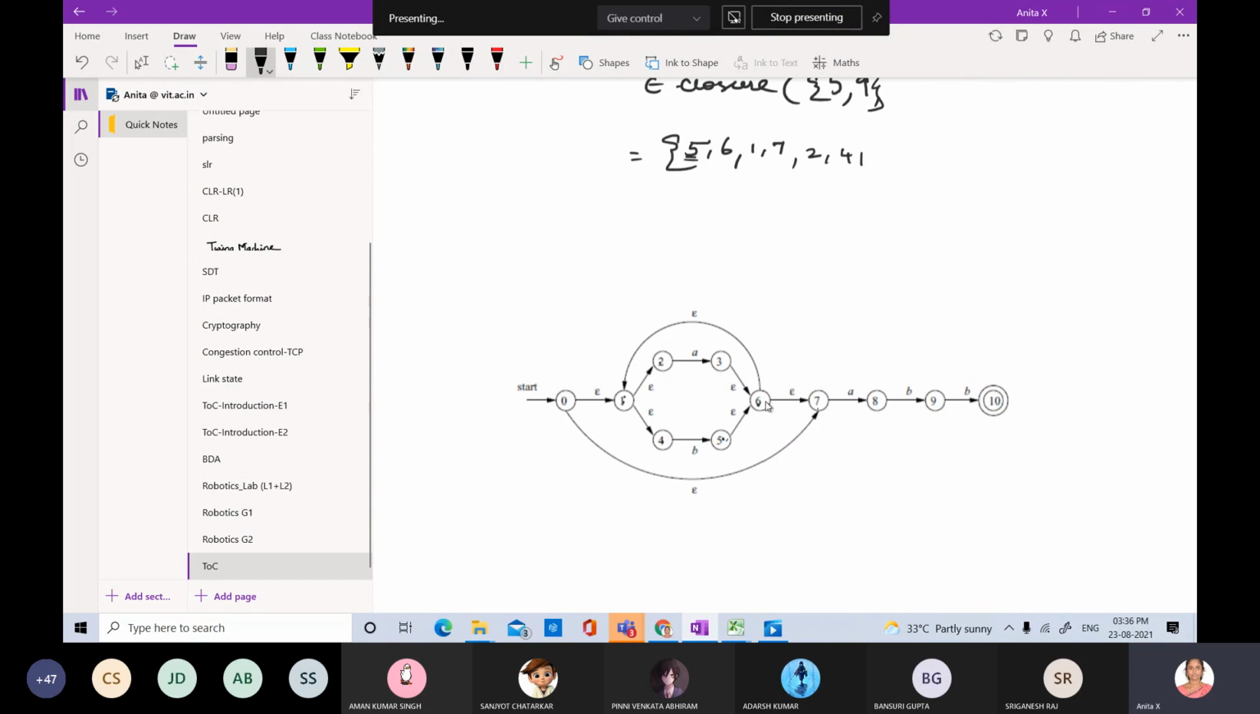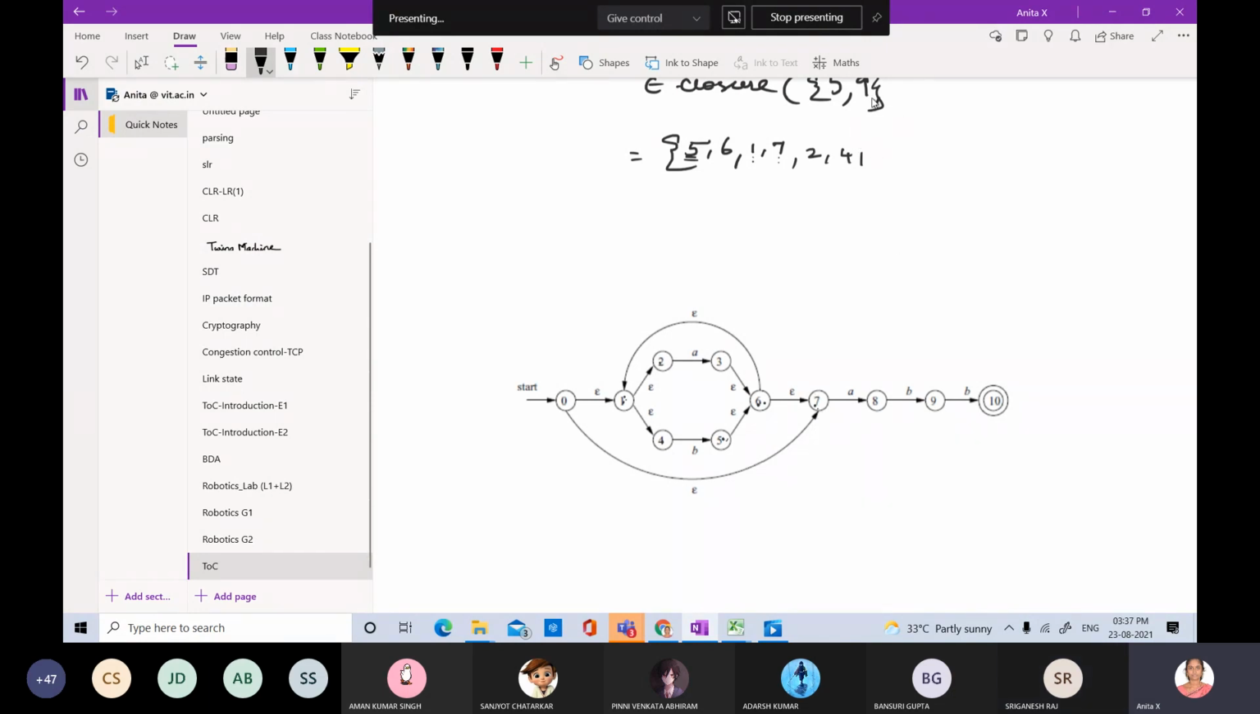From 5, I am reachable to 6. So 6 is included. From 6, I am having transition to 7 and 1. So 1 and 7 are included. From 1, I am having transition to 2 and 4. So 2 and 4 are included. Is that clear? From 7, I'm not having any epsilon transition, right? Is that clear for you all? Yes, ma'am.